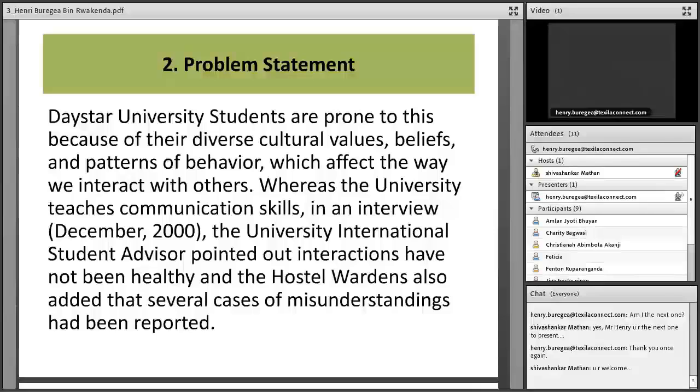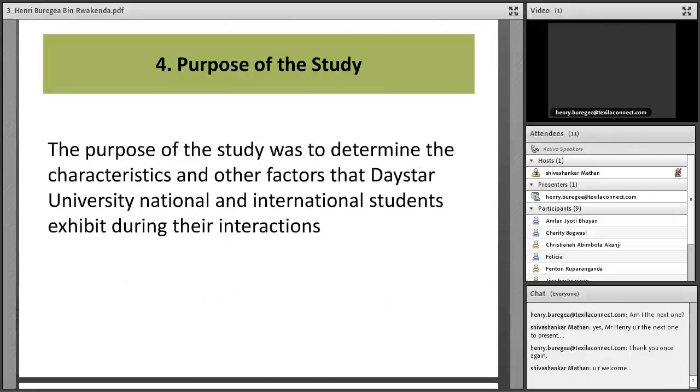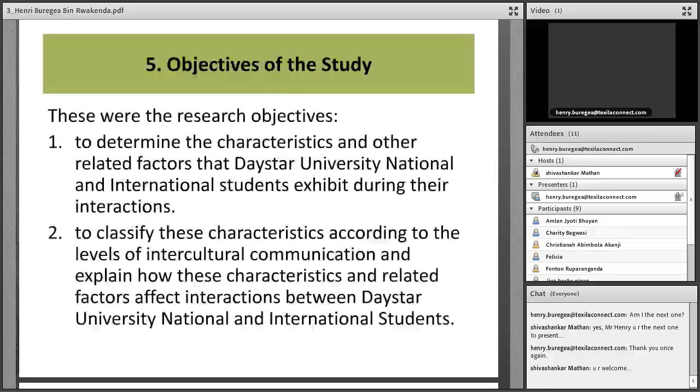Though the university teaches communication skills, in an interview it was revealed that the quality of interaction has not been as healthy as it was supposed to be. That was stressed by the international student advisor as well as the hostel warden. So my research questions were: what characteristics do national students and international students exhibit during their interaction, which other factors were associated with their interaction, and how did they proceed to restore relationship when misunderstanding occurred? So the purpose of the study was to determine the characteristics and other factors that Daystar University national and international students exhibit during their interaction.